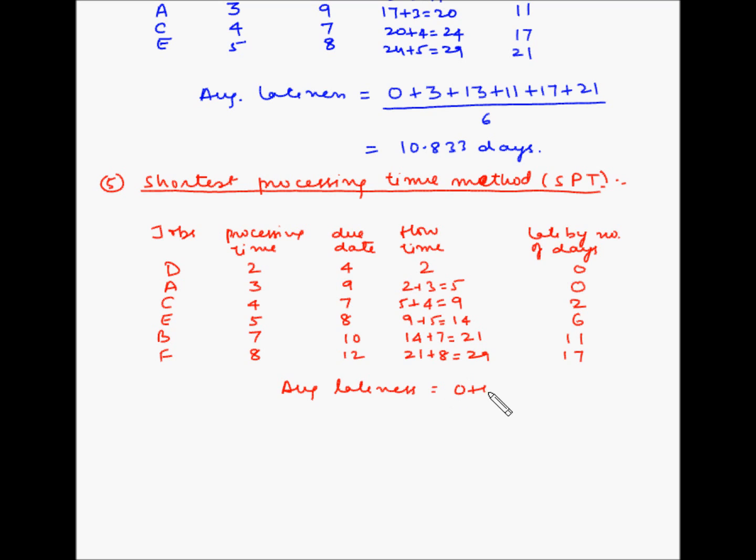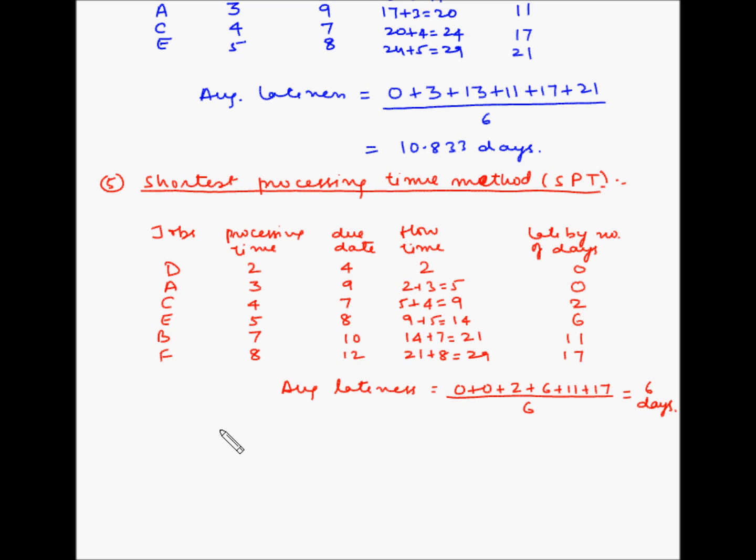So this will be 0 plus 0 plus 2 plus 6 plus 11 plus 17 divided by the number of jobs, which is 1, 2, 3, 4, 5 and 6. So this comes out to 6 days. So this is the average lateness based on the shortest processing time method. So we just saw 5 methods of sequencing n jobs on one machine.